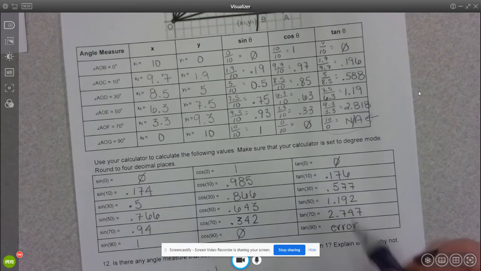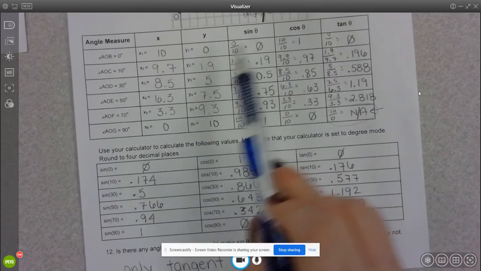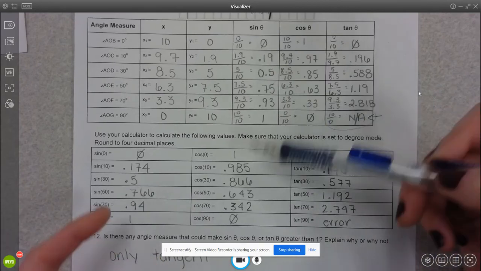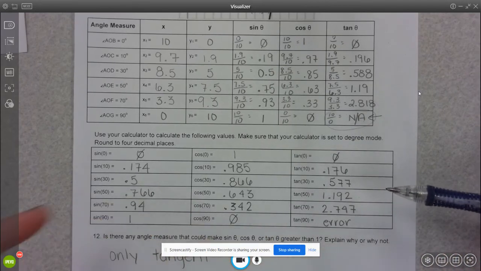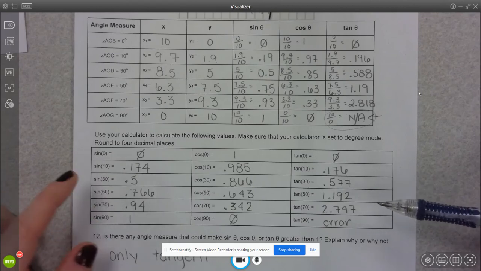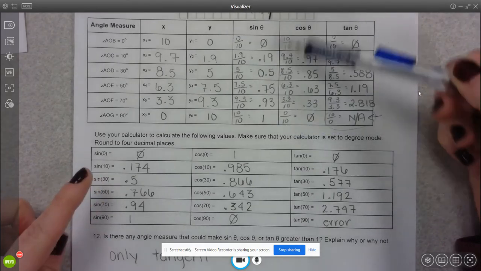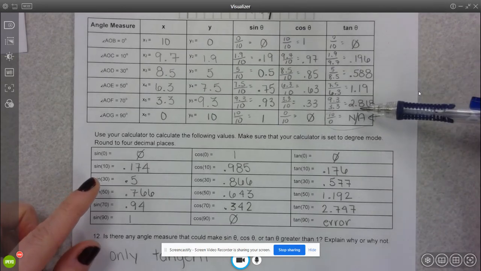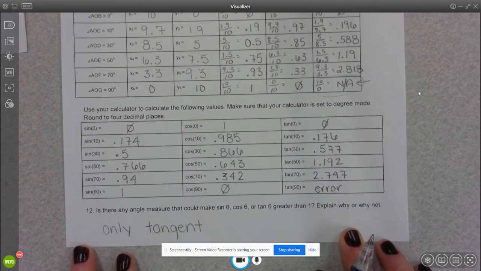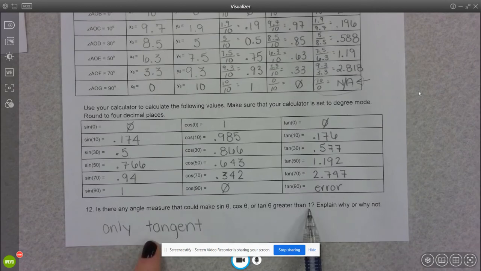So when I come down here, since these had some estimations involved with my x and y value, there is some human error, so my values aren't going to be exact. But you'll notice they're pretty darn close to what I have here for sine, cosine, and tangent. Again, estimation, human error, not a big deal. So the only one that's ever going to be larger than 1 is tangent.